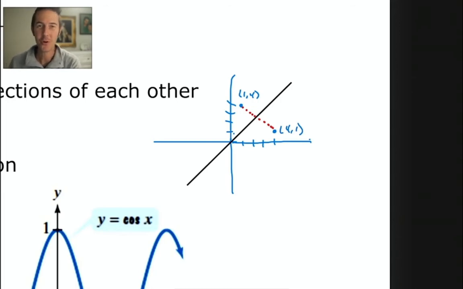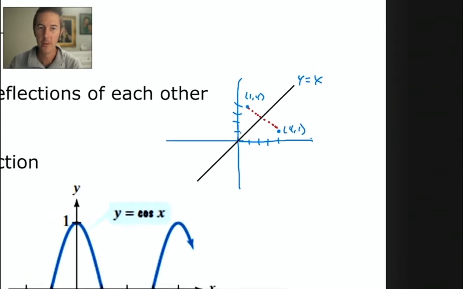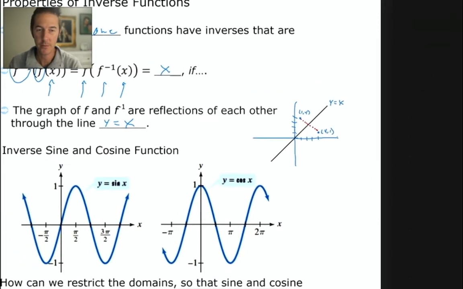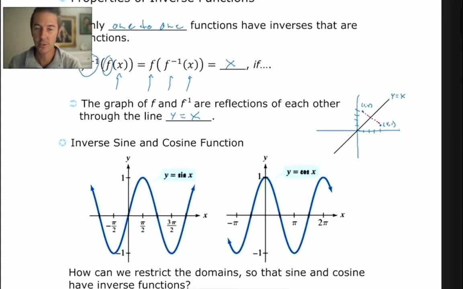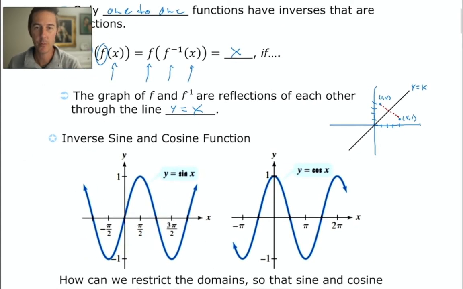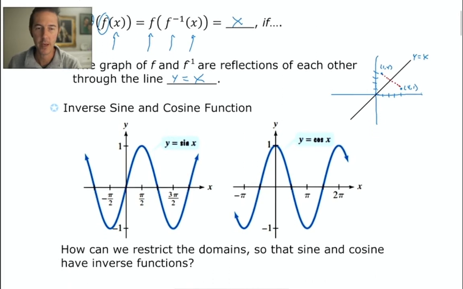Notice that those two points are reflections of each other over the line y equals x. I swapped the x and the y values. X and y, domain and range. Now, it's like I've swapped the domain and the range, all of the x values and all of the y values. The result is an image that is a reflection over the line y equals x. That's important because in this section we're going to be working with inverse functions, and their graphs of each other will be reflections over the line y equals x.